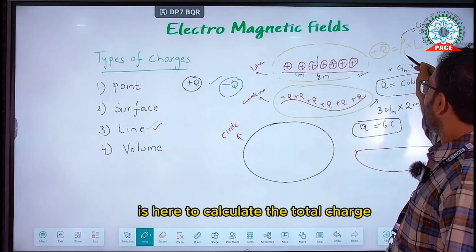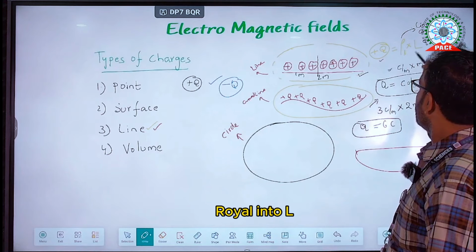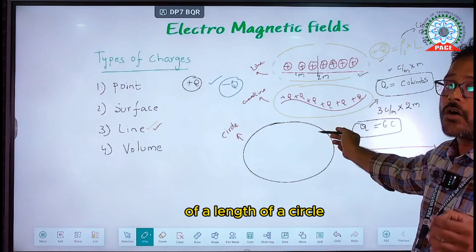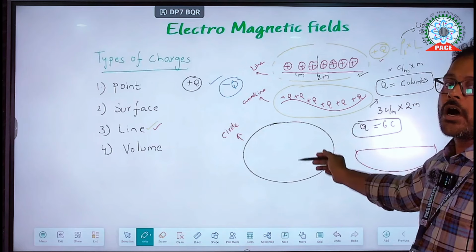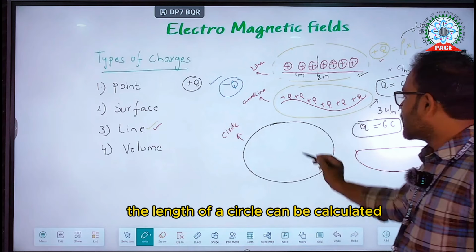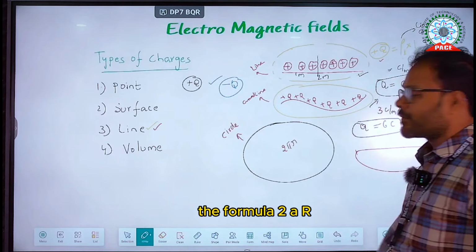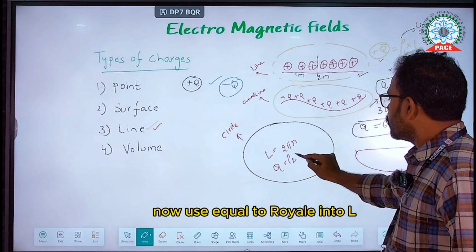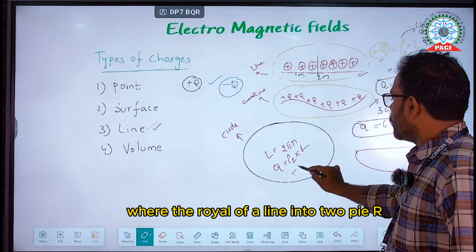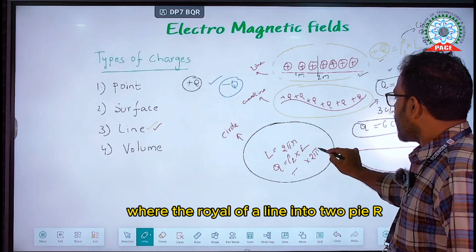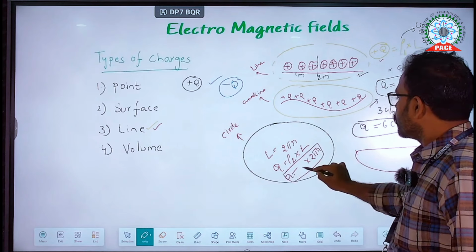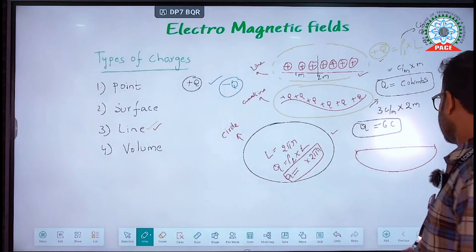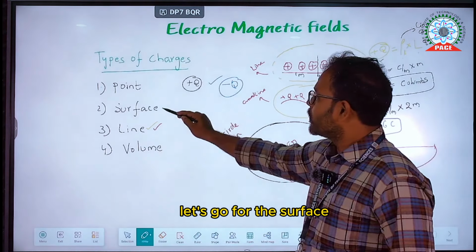Now what is the logic here? To calculate the total charge, rho L into L, you have calculated the length for a straight line and a curved line. Now what is the concept of calculation of the length of a circle? How can we calculate the length of a circle? The length of a circle can be calculated by the formula 2 pi r. By using this, could you calculate the total charge now? Q is equal to rho L into L, where it is rho L of a line into 2 pi r. This is the way of calculating the total charge in the concept of a circle. Understood? Now let's see the next type of distribution. Let's go for the surface.